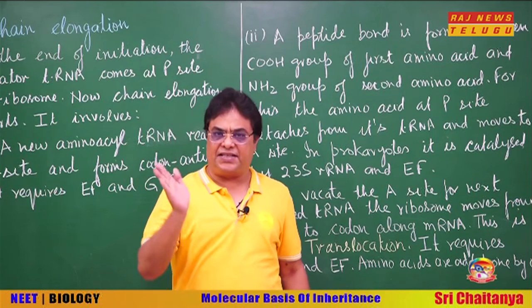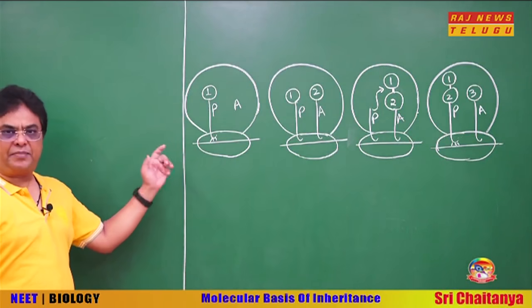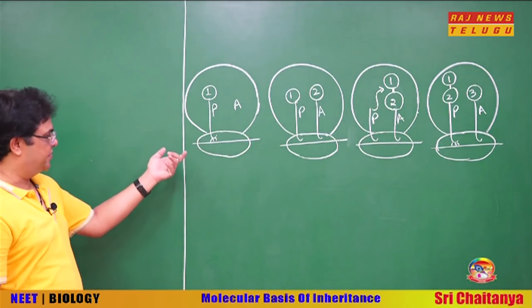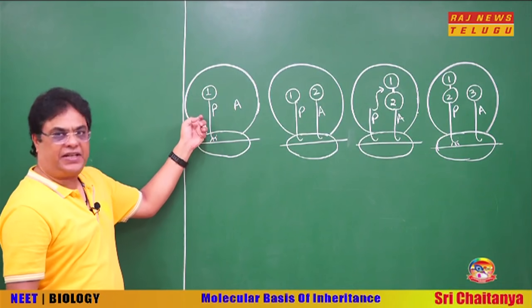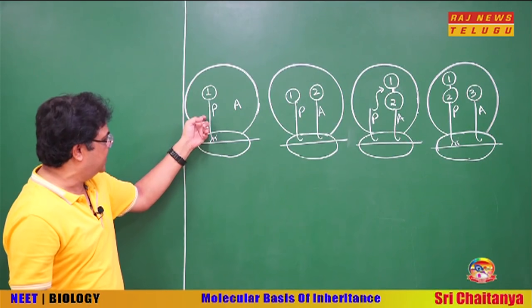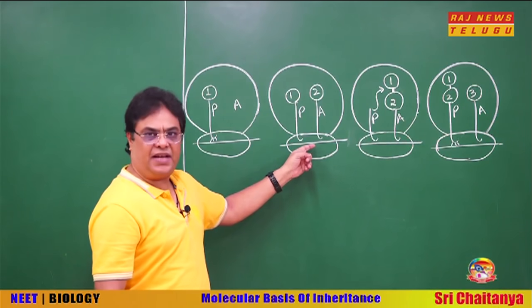Now let us see the same by a diagram. Now let us see the diagrammatic representation of the elongation process. Remember, we left our initiation here, where the initiator tRNA has directly occupied the P site and the A site is free. This is the first step in elongation.